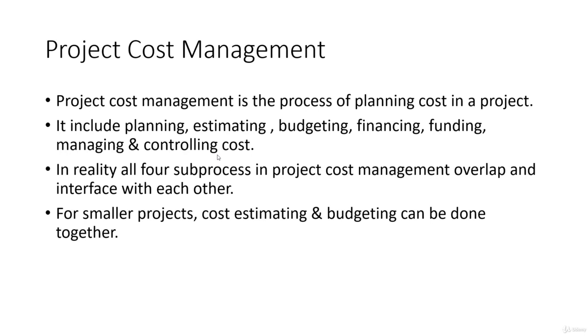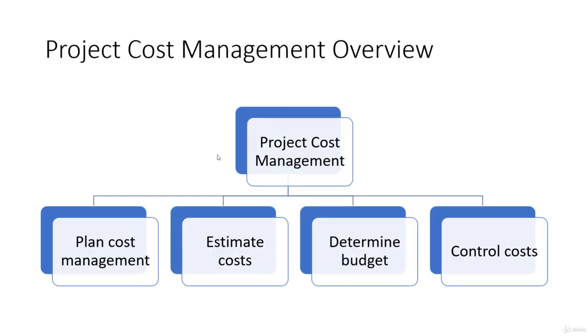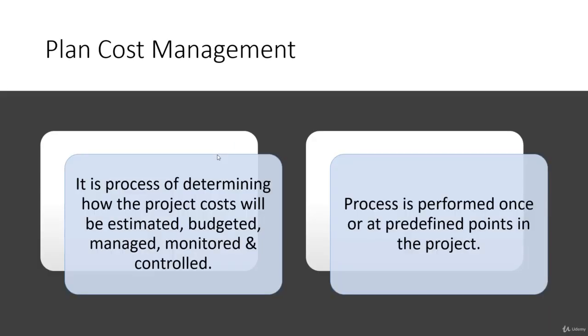But for smaller projects they can be done together, because all teams will have some kind of discretionary funding they can use. But if it's not there, then they can always separate them and handle these processes separately. These are the four sub processes: plan cost management, estimate cost, determine budget, and control cost. The first sub process, plan cost management, is the process of determining how the project cost will be estimated, budgeted, managed, monitored, and controlled.